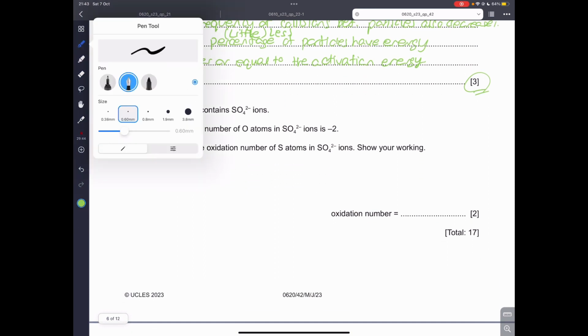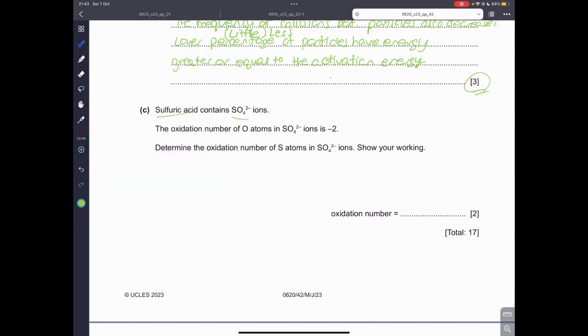Part C. Sulfuric acid contains SO4 2 minus ions. The oxidation number of oxygen atoms in SO4 2 minus ions is -2. Determine the oxidation number of sulfur atoms in SO4 2 minus ions, show your working.